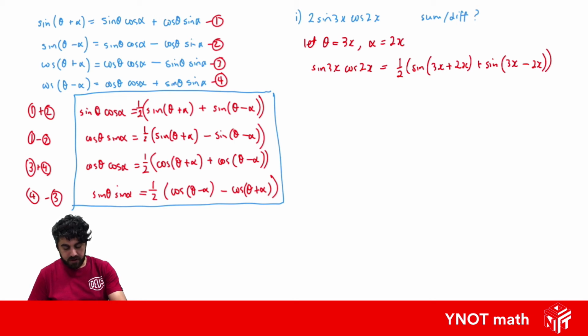We could times both sides by 2. So we get 2 sine 3x cos 2x, exactly what we want to express. That half cancels on the right hand side because we've timesed both sides by 2. And then we get sine of 3x plus 2x, which is 5x, plus sine of 3x minus 2x, which is just sine x. And now we've taken 2 sine 3x cos 2x and expressed it as a sum.